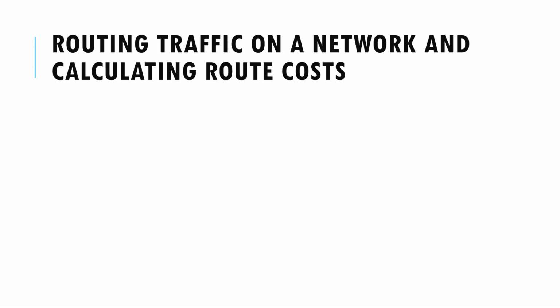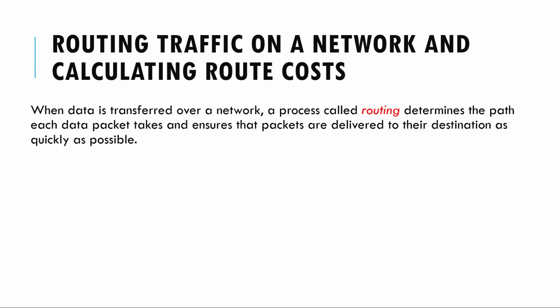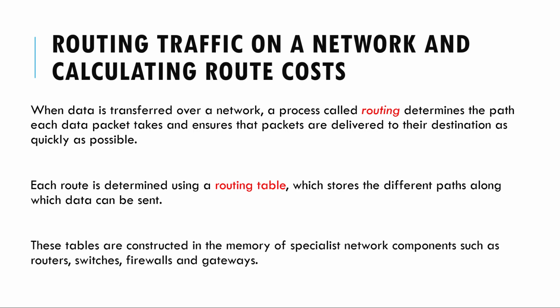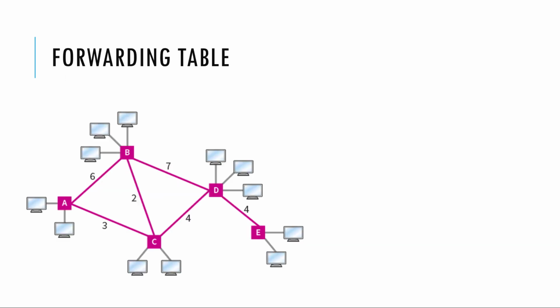Then, what about routing traffic on a network and calculating the routing cost? When data is transferred over a network, it's a process called routing. We need to know how long that's going to take. Each router has what we call a routing table, and that stores the different paths along which the data can be sent. The tables get constructed in a memory component like a router, a switch, could even be a firewall or a gateway, and they hold information about routing, so they know the fastest places to send your data. And if it doesn't know, it just sends it to the data exchange anyway. So there you go, a forwarding table.